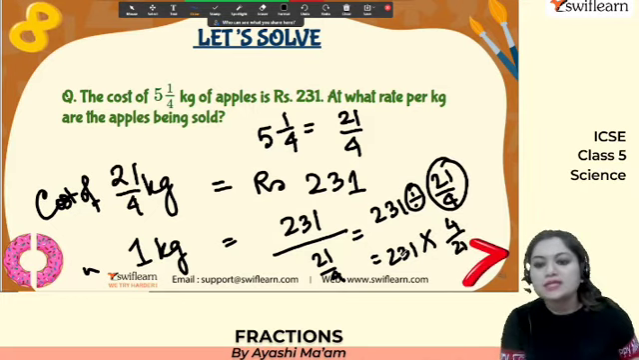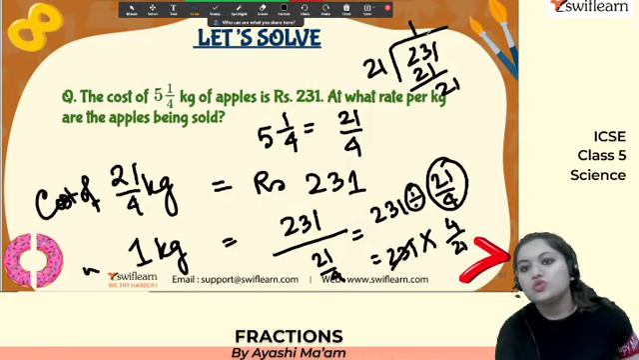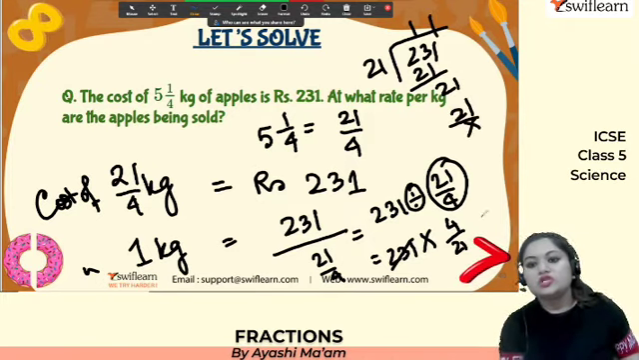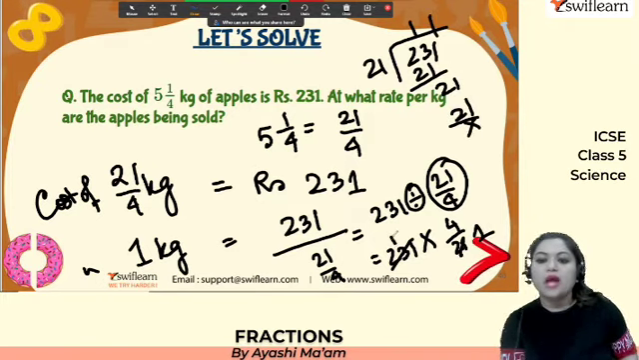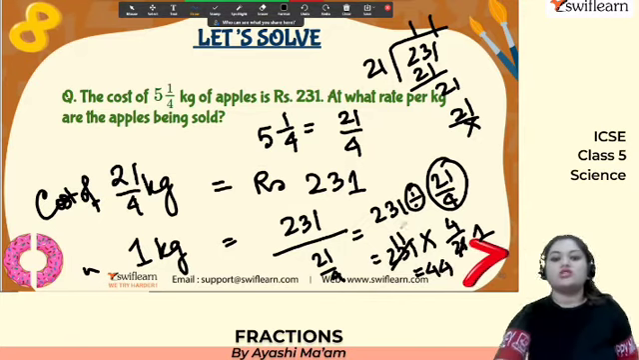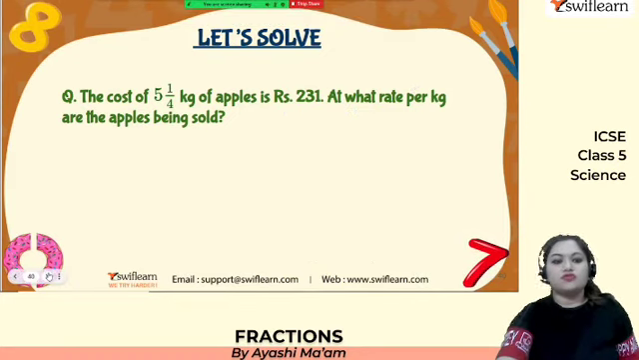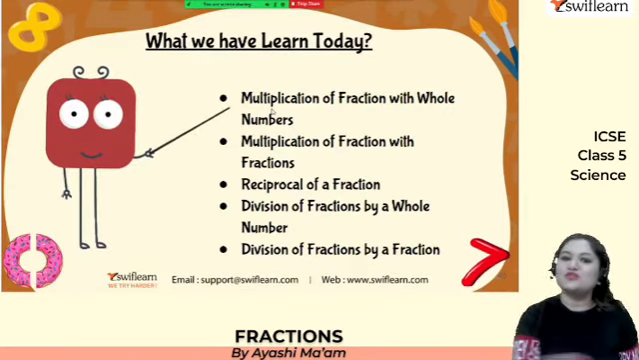Now you can cancel it. So 231 divided by 21, you can do it. 21 times 1 is 21 and 21 times 11 is 231. So you are getting the answer as 44. That means the cost of each kg is rupees 44. Okay, that's how you are supposed to solve it.